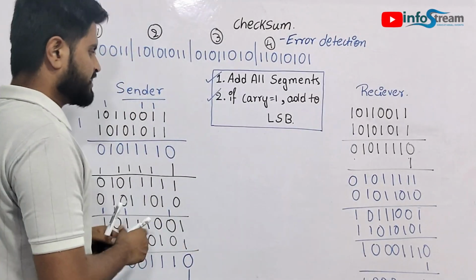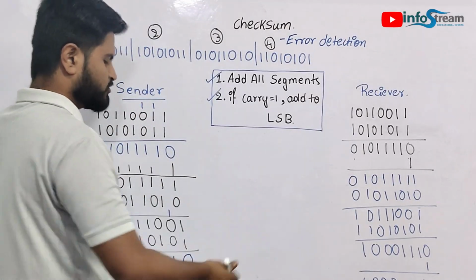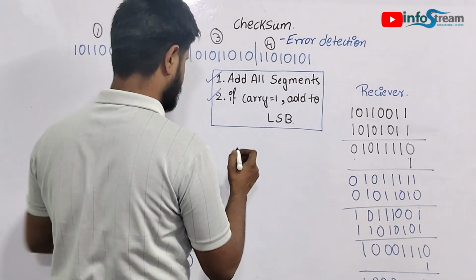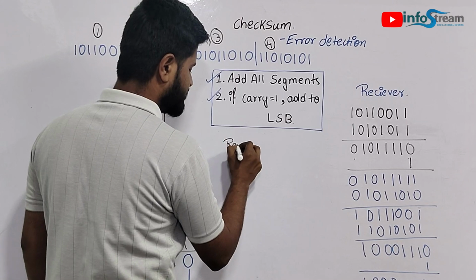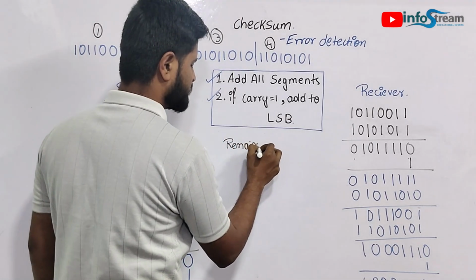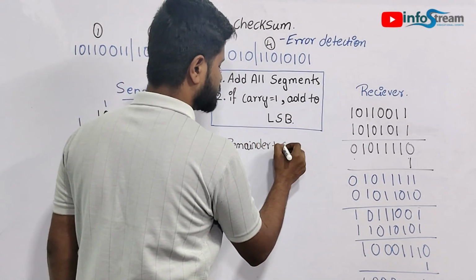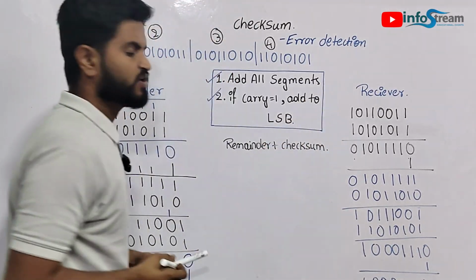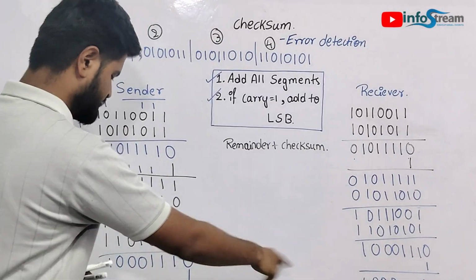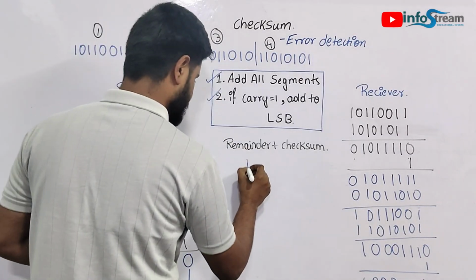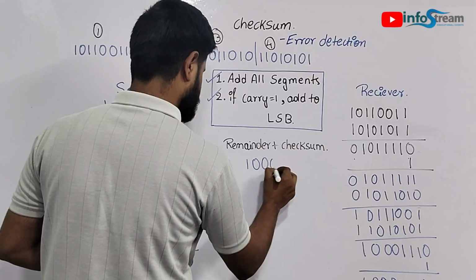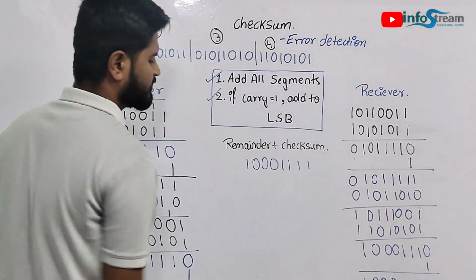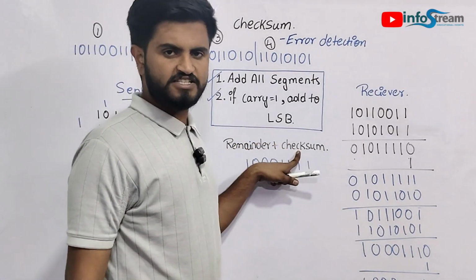So now at the last step, what you will be doing is, you got the remainder which was the same as the sender side. At the receiver side only, we will add the remainder to the checksum. The remainder will be added to the checksum at the receiver side. So now what is the remainder we got? Same remainder. So I will write the remainder 1, 0, 0, 0, 1, 1, 1, 1. So this is the remainder we got. Now we must add the checksum to that.